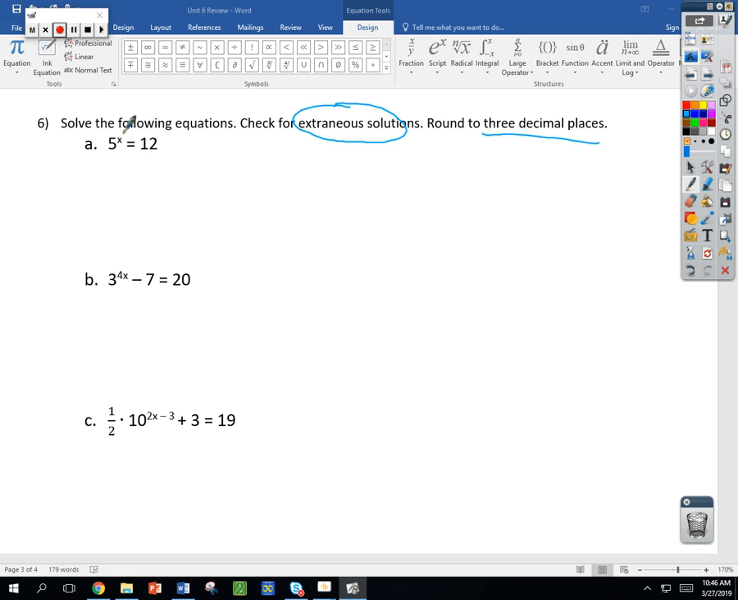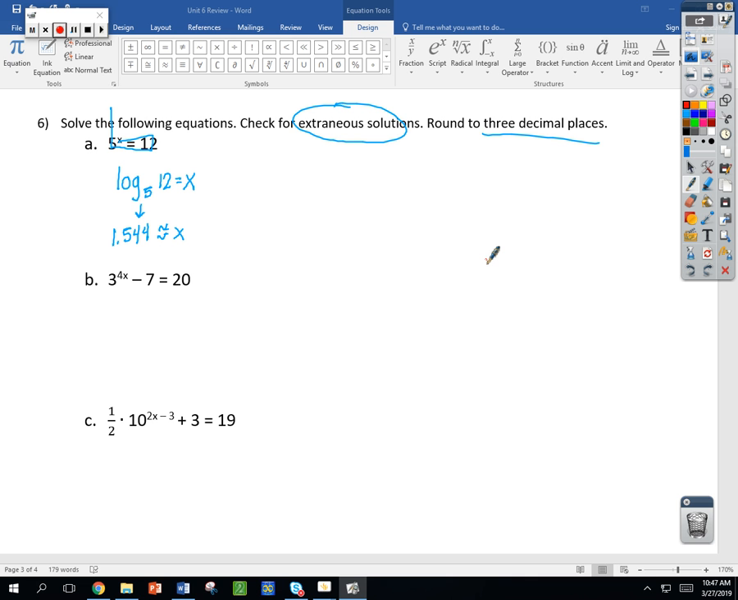So this does not have the word log in it. The x is in the exponent, which means it's an exponential. I can't get anything else away from it. So now I need to take this out of the exponent, and to do that I'm going to do the inverse and rewrite it as a log. So I have log base 5 of 12 equals x. And I can just type this side in my calculator. And when I do that, I get a number that rounds to 1.544 because I rounded out 3 decimal places.